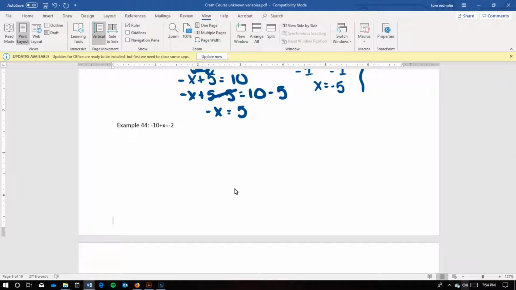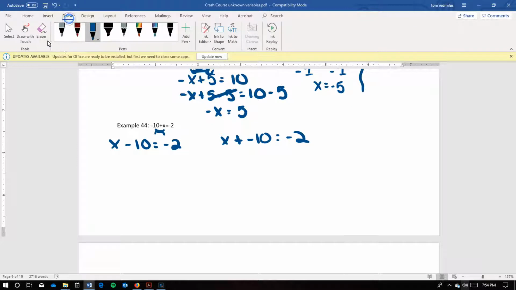All right, so again, what I'm going to do is kind of flip-flop these terms. The x has to remain positive, and the 10 has to remain negative when I flip-flop it. If you decided to write it like this, there is nothing wrong. The 10 is still negative, and the x is still positive. So it doesn't matter which way you write it, okay?